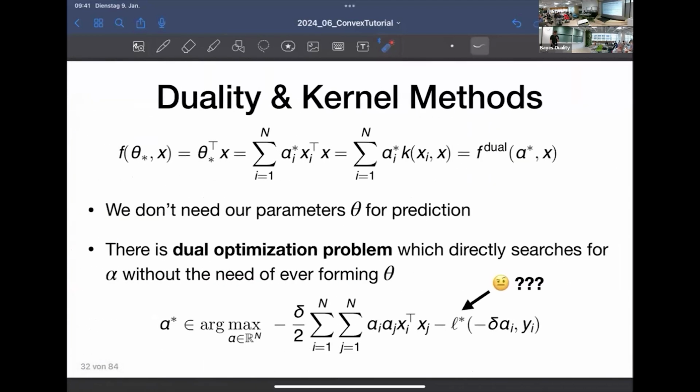No. I mean, the RKHS can be infinite dimensional. You just need to be able to compute this k. So if your k is some exponential kernel, then this is implicitly computing the x transpose x in an infinite dimensional space. But you can still compute this k thing just by computing this exponential function. And then in a dual problem, you never need to form this infinite dimensional object.